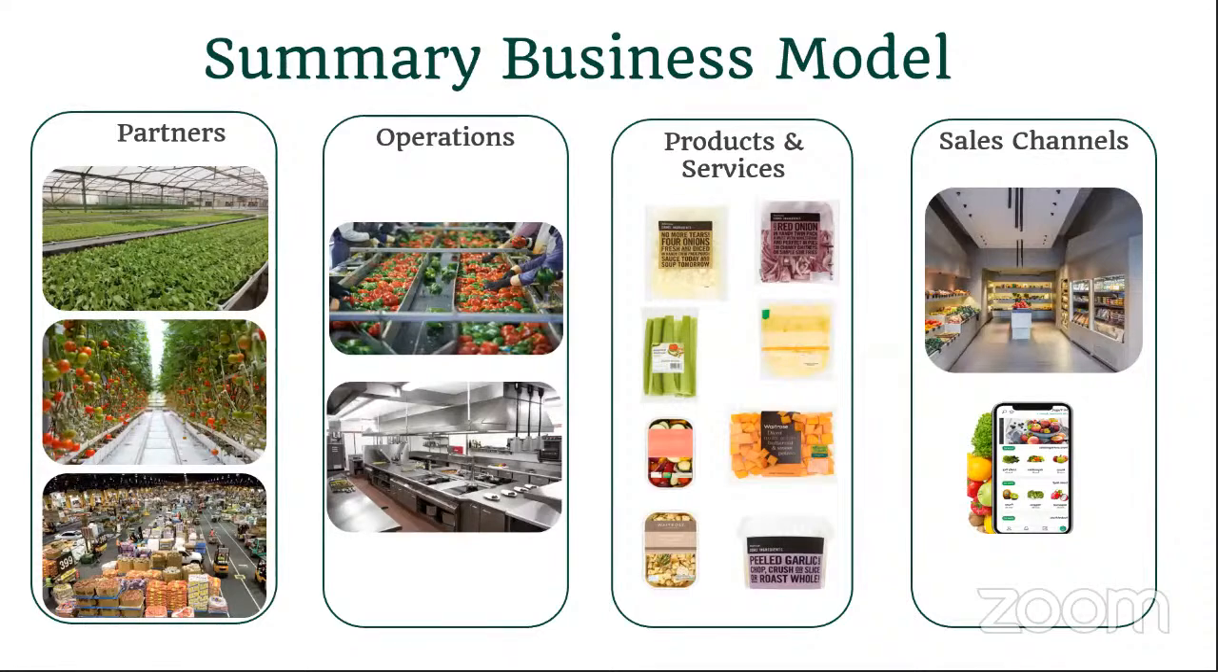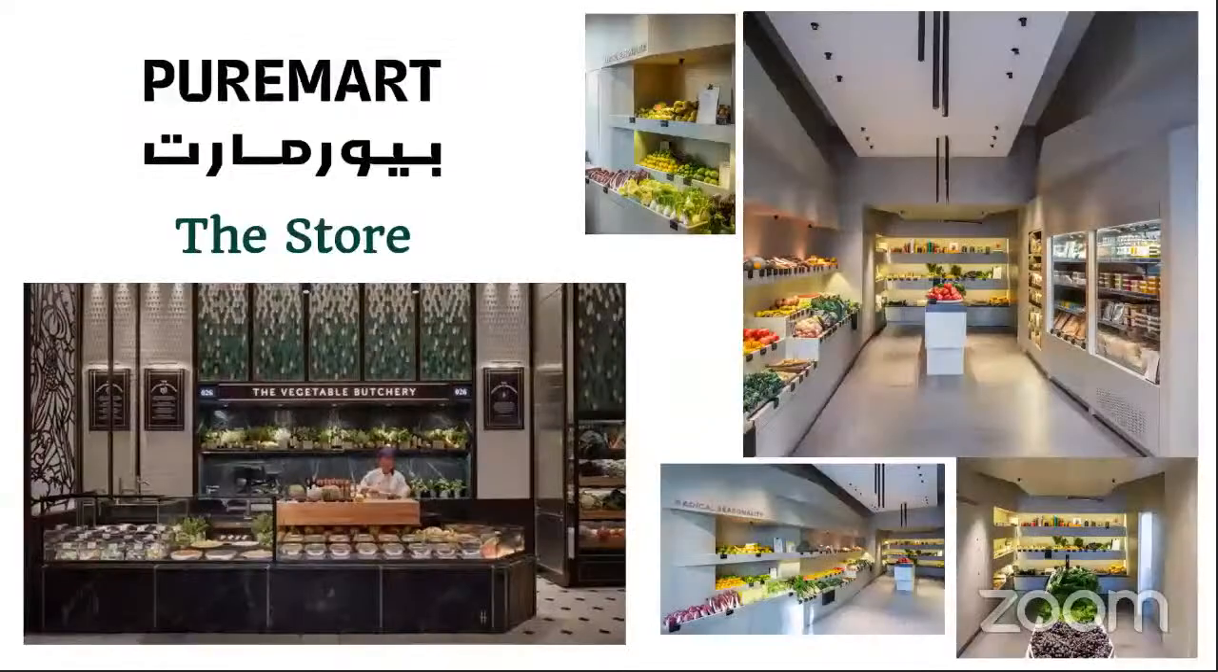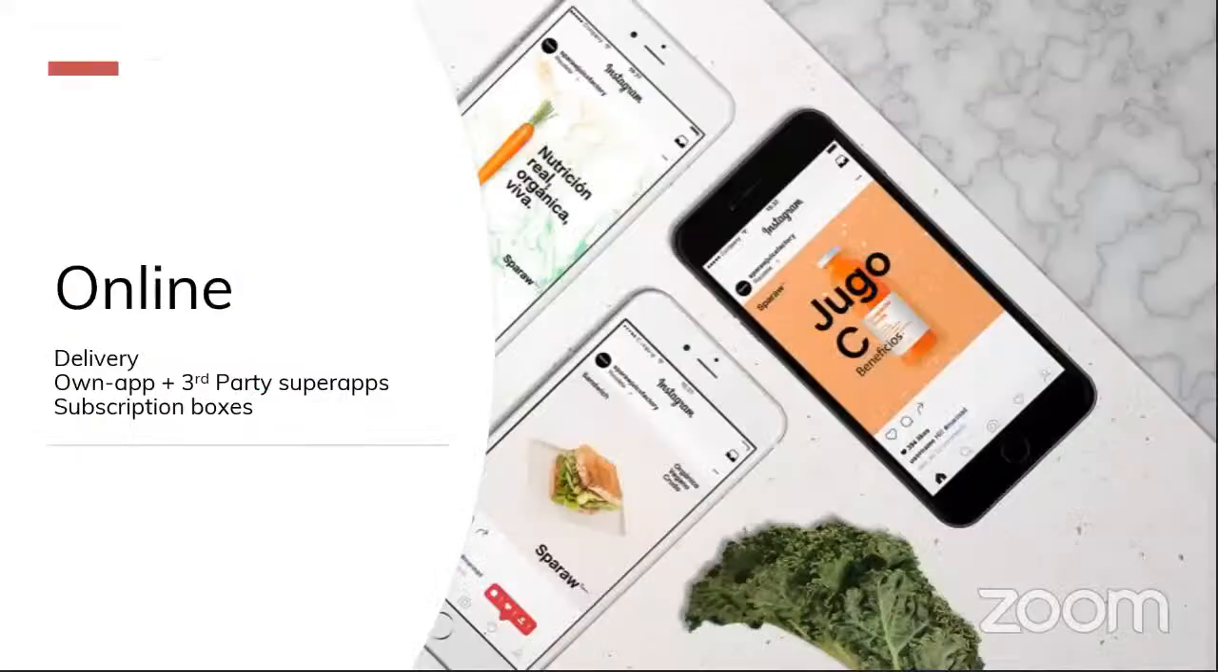The Pure Mart products will be available for sale first in the Pure Mart store, which will also deliver a one-of-a-kind experience with its unique vegetable butcher, where customers can pick pre-packed produce and have it prepped to their liking live. Pure Mart will also be available online through the Pure Mart app, the website, and third-party delivery apps. Finally, Pure Mart will also offer subscription boxes where customers can personalize the contents and the delivery frequency of those boxes.